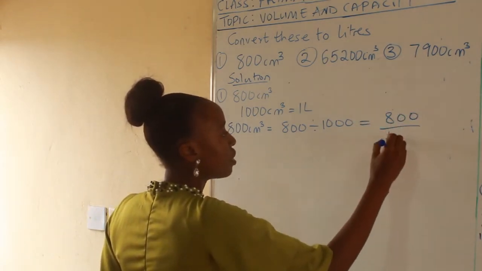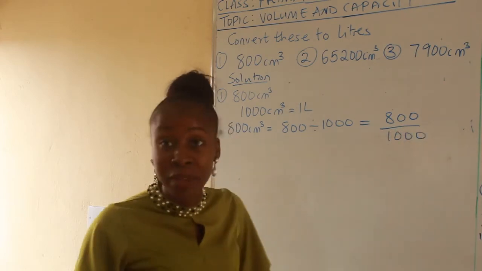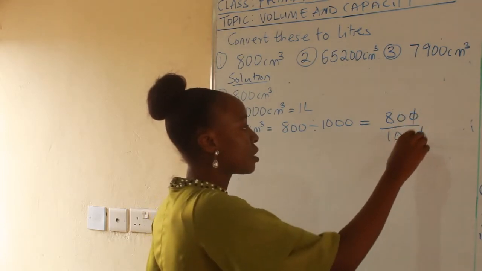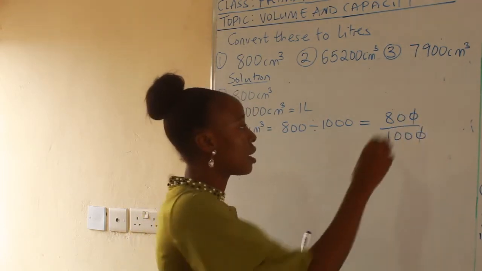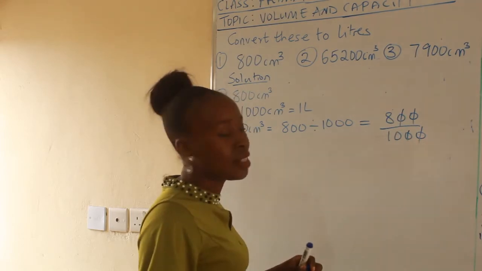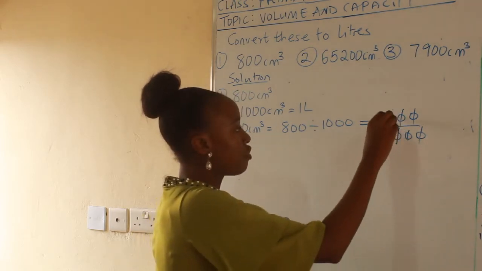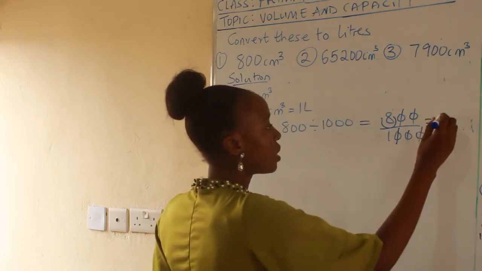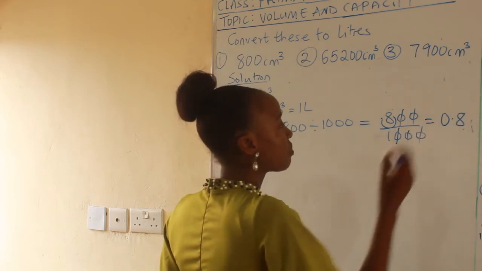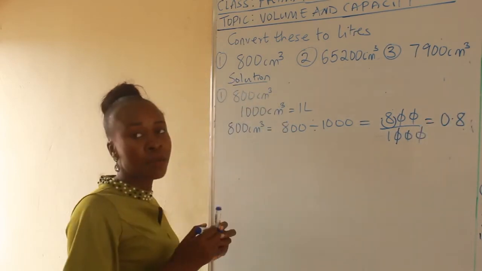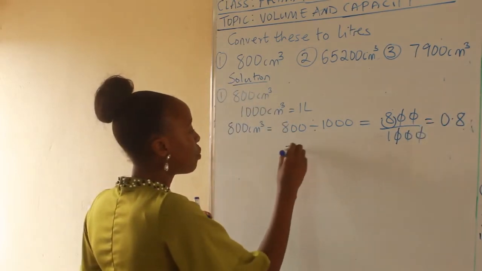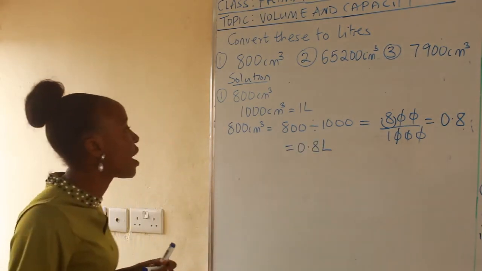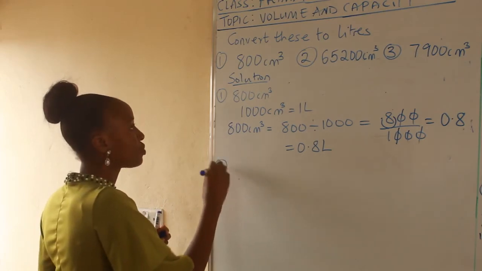800 over 1000. I want to use the shorter method of division. So I have my zeros cancelled, and I move my decimal point here. So what we have is 0.8. 800 cm cube is equal to 0.8 liters. Alright, so question number 2.